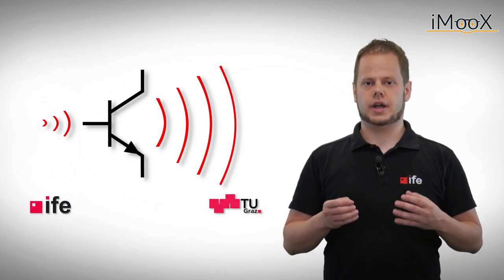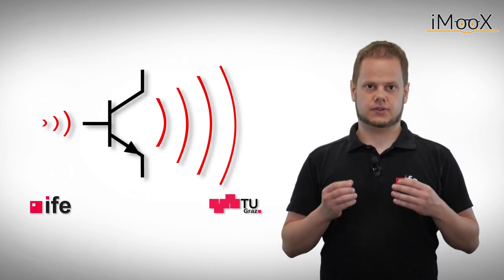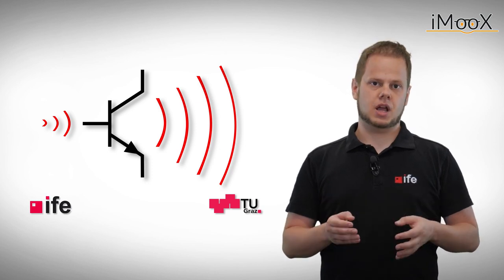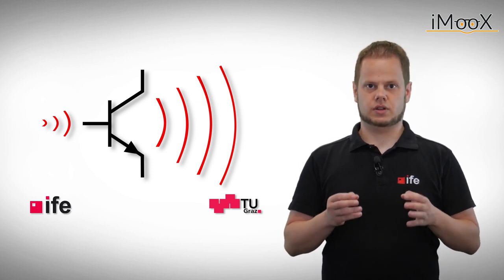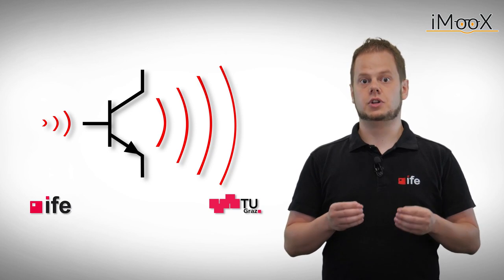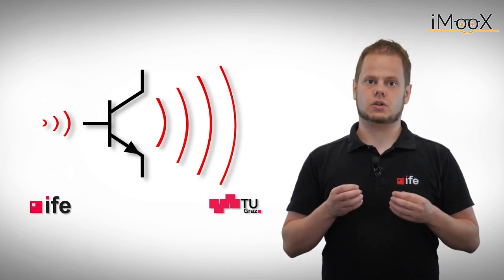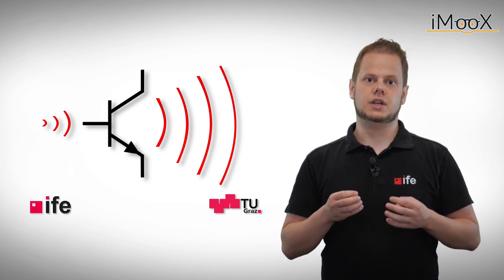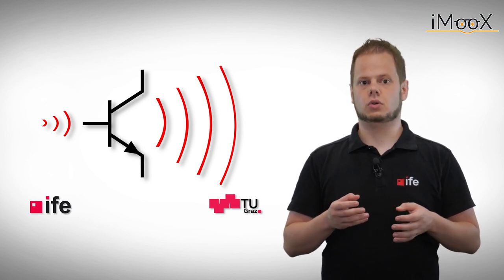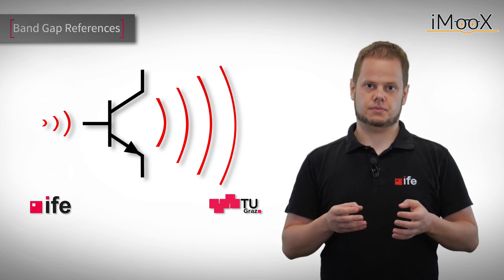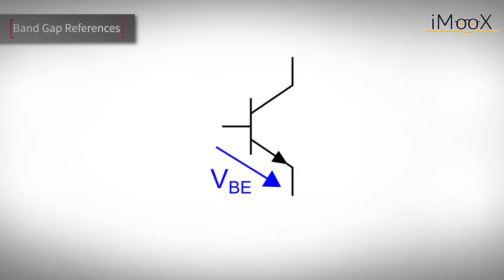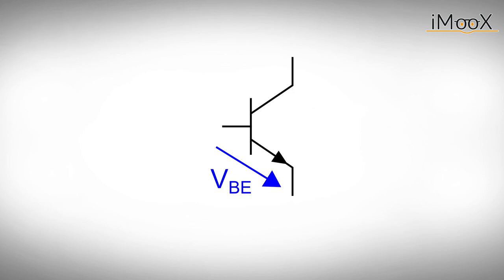Now we know how we can generate and duplicate a constant current. But many applications require a constant voltage, like analog to digital converters. A very popular circuit to generate a constant voltage is the VBE reference, or more commonly called the band gap reference. The basic idea is to use the base emitter voltage of a bipolar transistor as a constant reference voltage.